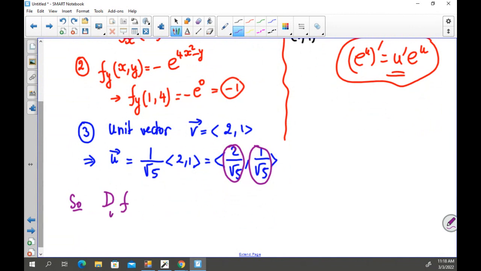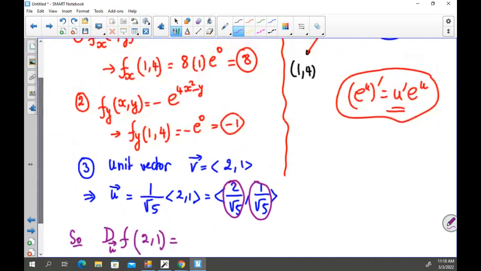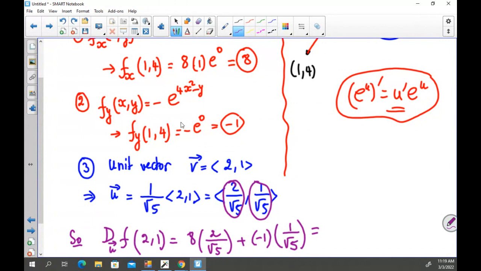Now we have 4 numbers, and so the final step: the derivative of f in the direction of the vector v or u, it doesn't matter, at the point (1, 4), will be 8 times what? 2 over square root of 5, plus minus 1 times 1 over square root of 5, very good. Okay, thank you. I'm happy to see that some of you remember these things. After this, you just do your calculation.